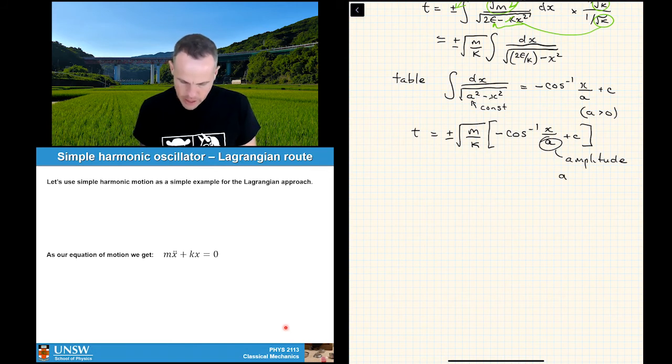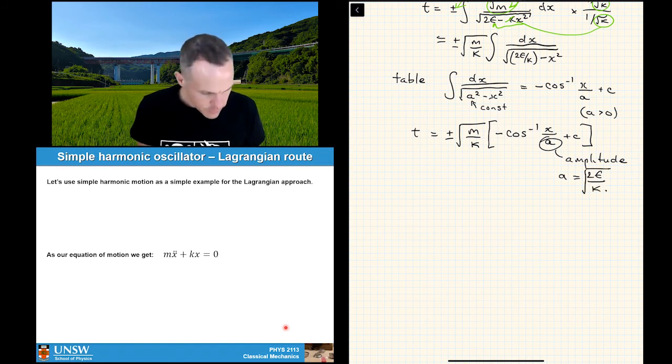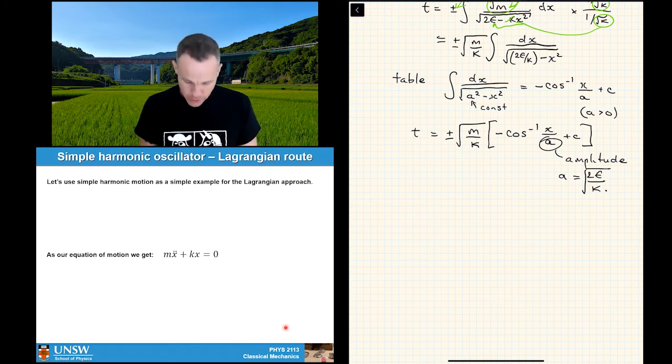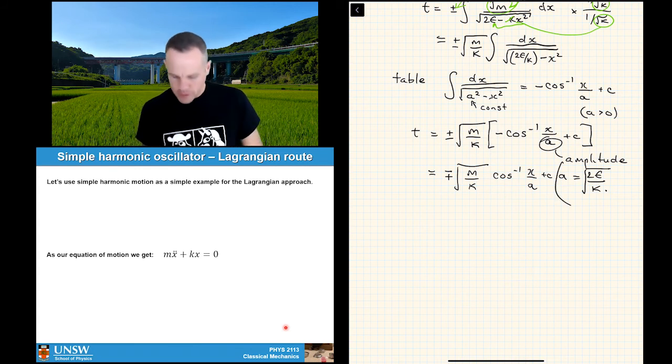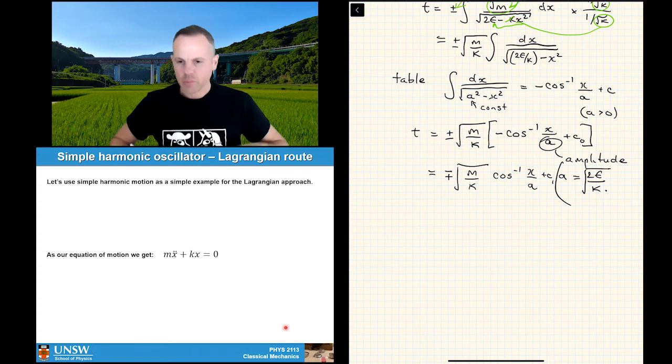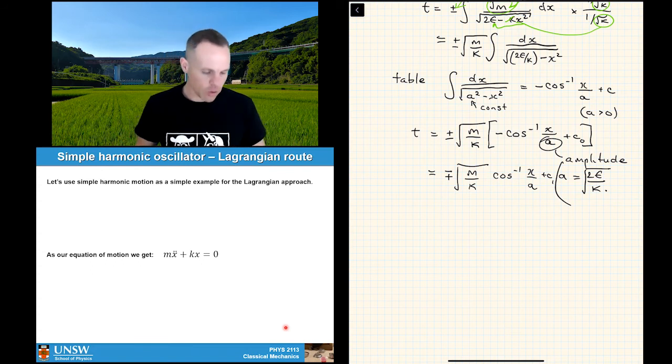And now I can basically say that a is equal to square root 2E on k, okay? So now I've got an expression for my amplitude. And of course I can clean this thing up here a little bit. So this would be now minus plus m over k, cos minus 1 x on a plus c. And this might be a different constant now, c0, c1, but I don't really care what that constant is, so I can call it whatever I want. It's not really very relevant. I can even set it to 0 in this particular case, okay?